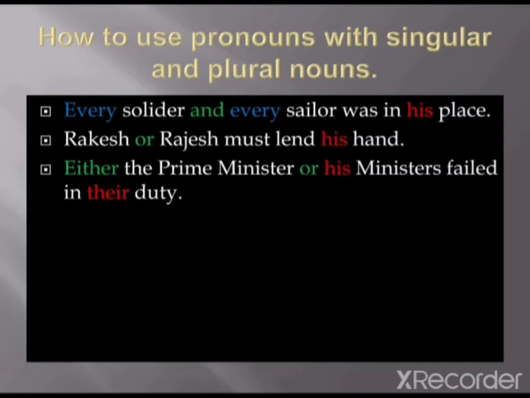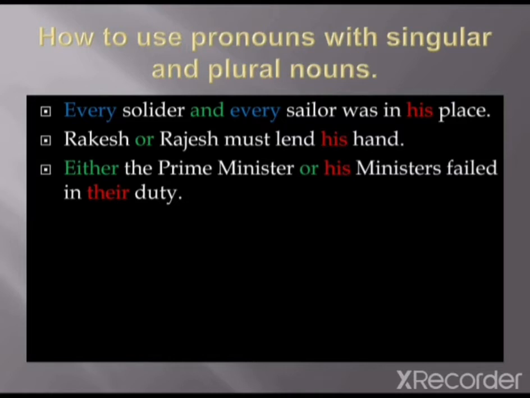Here in this example, soldier and sailor are singular nouns joined by and. They are preceded by every. So in this situation, the singular pronoun his is used. You can notice in red letters, his, a singular pronoun, is used.